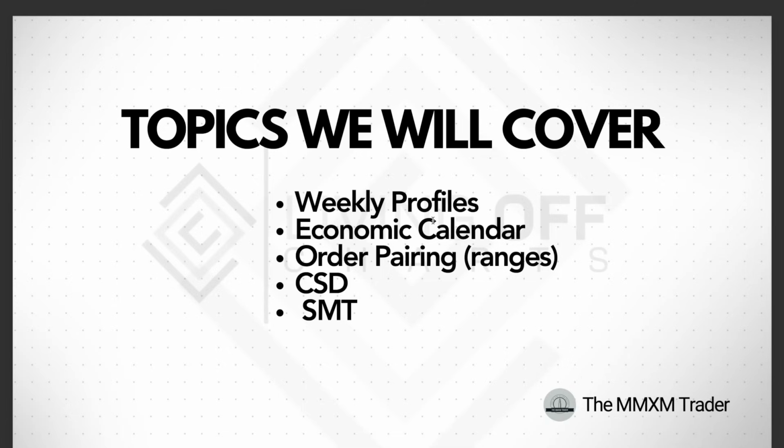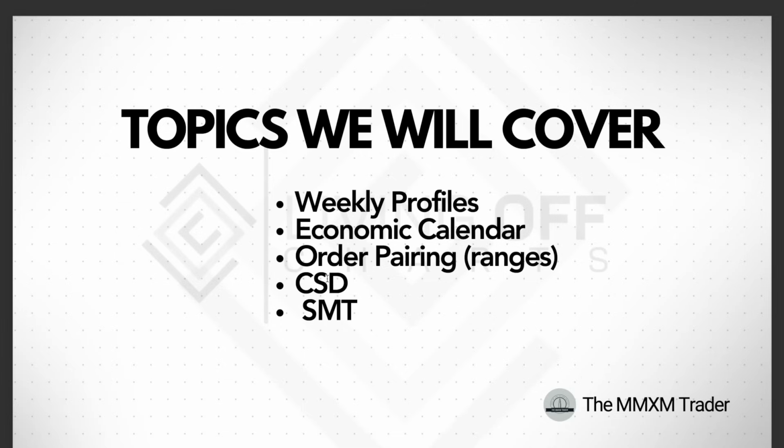It also helps us choose which days inside of the weekly candle are going to have the largest volatility and the biggest range expansion. We're also going to be looking at order pairing for the weekly candle, a range to work off of to trade the weekly candle. We want to go from buy stops to sell stops for bearish or sell stops to buy stops if we're bullish. And we want to use that range to trade off of for our weekly expansion.